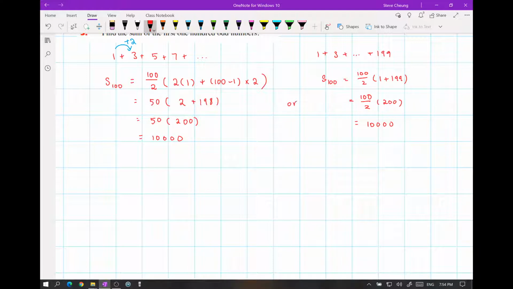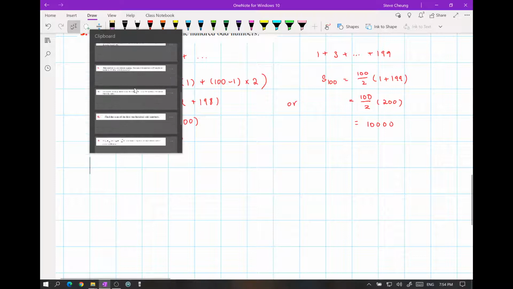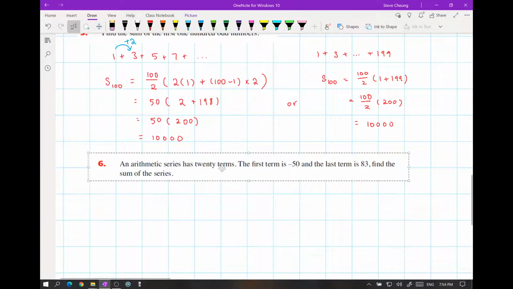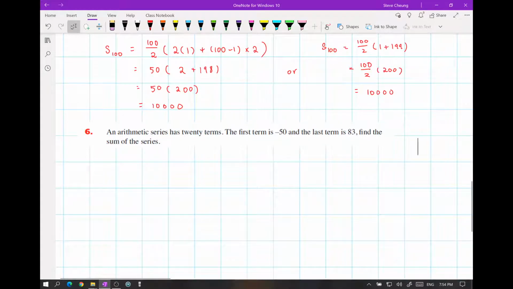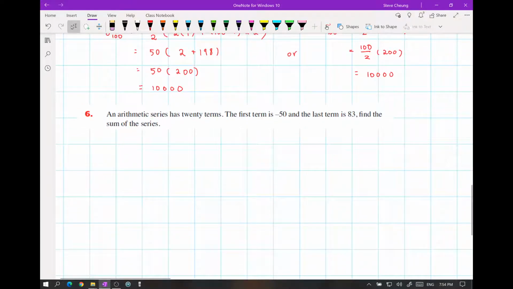So let's write down, or, because you don't have to do both. All right, so we have a series with 20 terms. First term is negative 50, last term is 83. So it seems like it's time for the first term, last term formula. Let's substitute what we know. We know n is 20. We know the first term is negative 50, and we know the last term is 83.